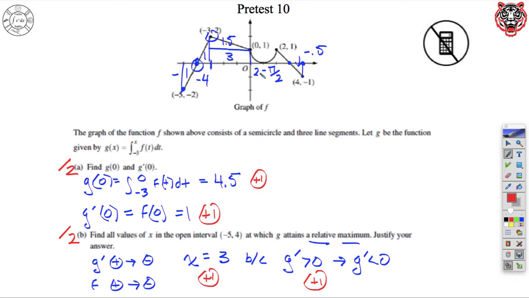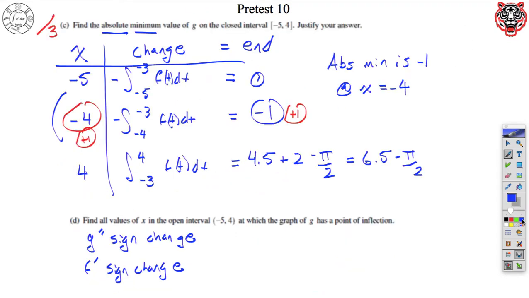I guess I can do this in a different color. Inflection point right here, and still negative slope, turns into a positive slope, turns into a negative slope. We have 3 inflection points at -3, 1, and 2. So we can say that at x equals -3, 1, and 2, and we don't actually need the rationale. I'm going to give it to you. You don't need this. This is because there's a g double prime sign change.